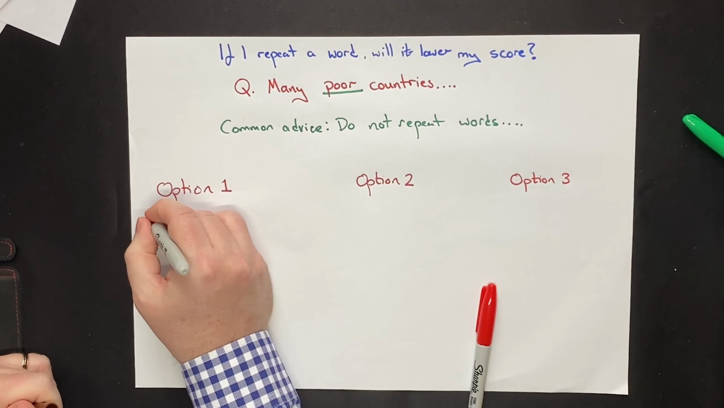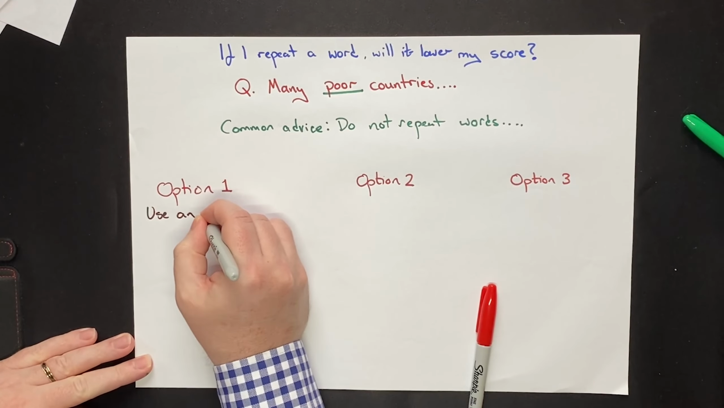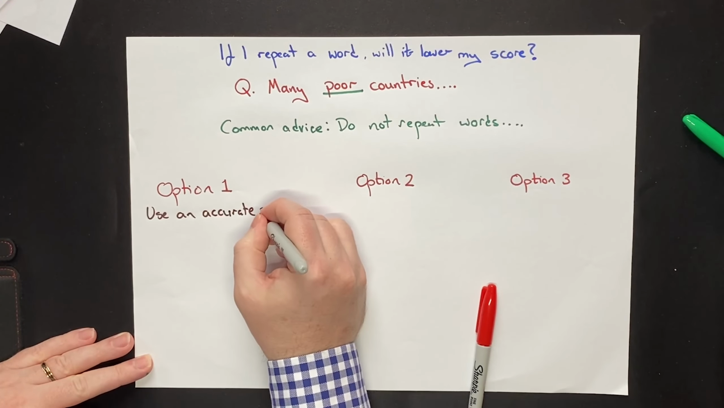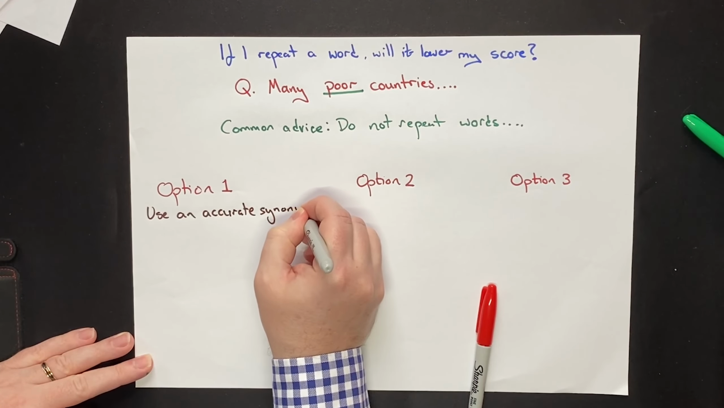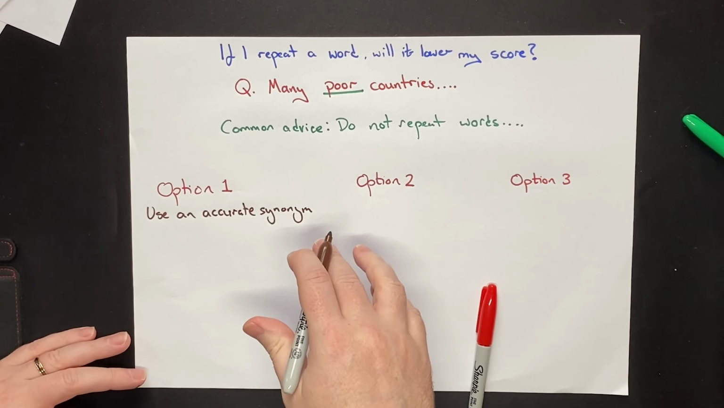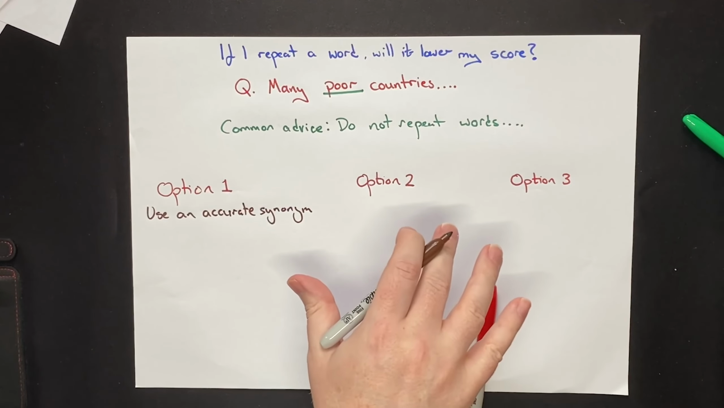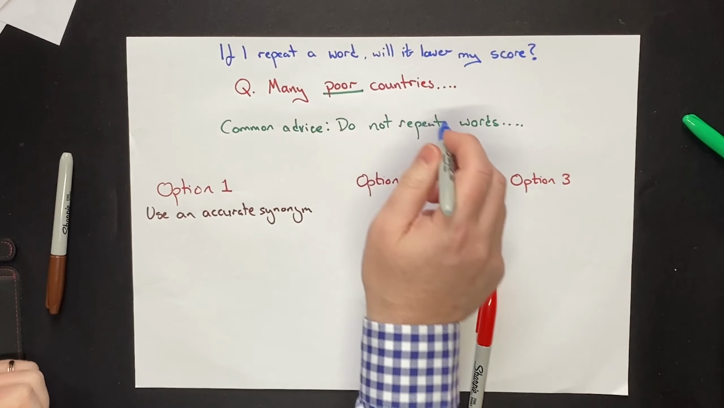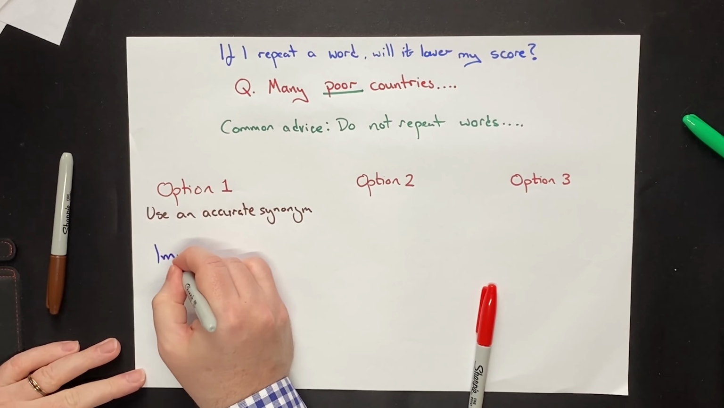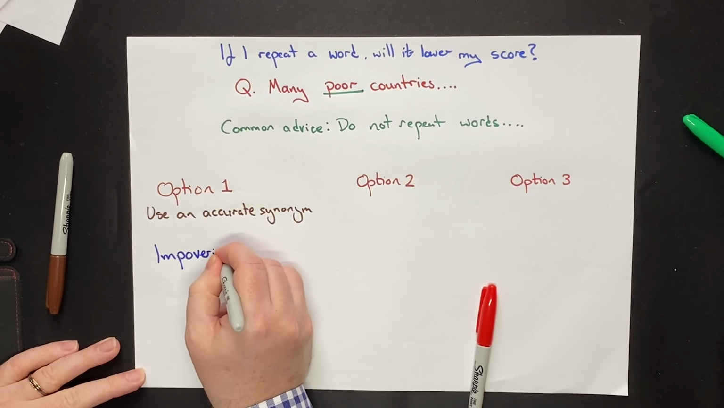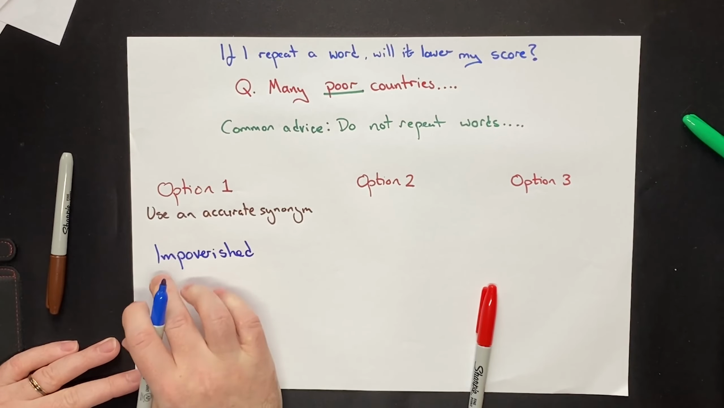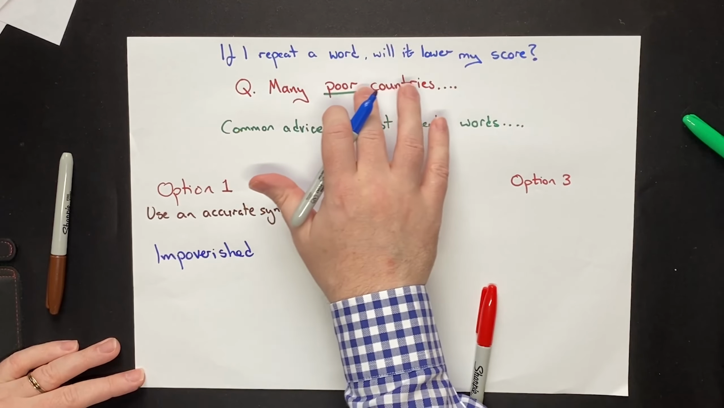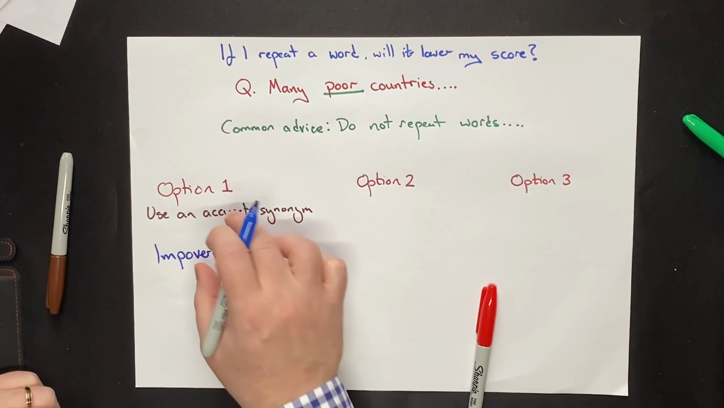So the first option is use an accurate synonym. So synonyms are words that are different but they mean the same, like female and woman, for example. So we could put impoverished. Many impoverished countries means the same thing as many poor countries. So that's our first option.